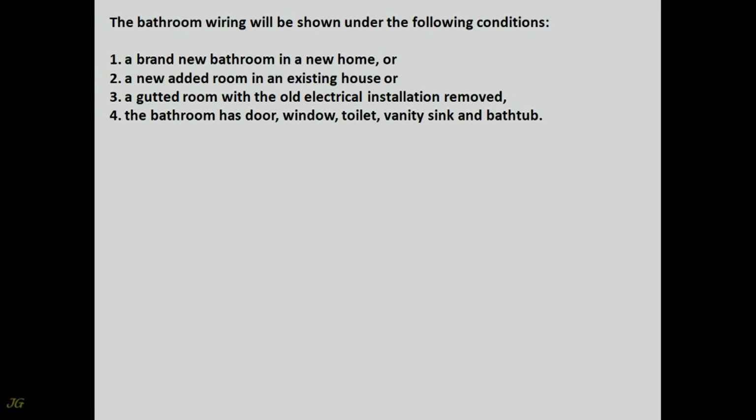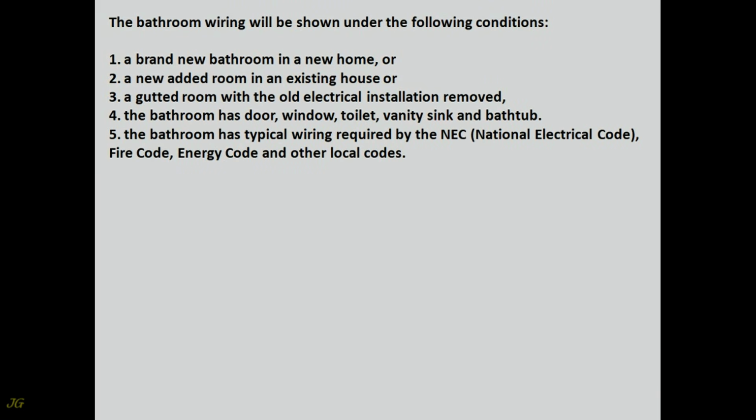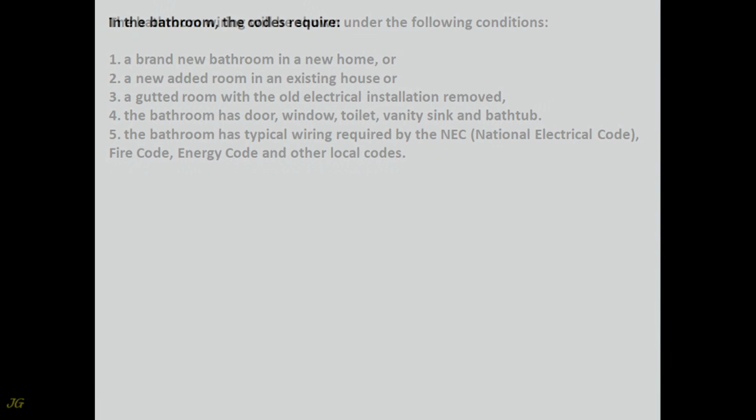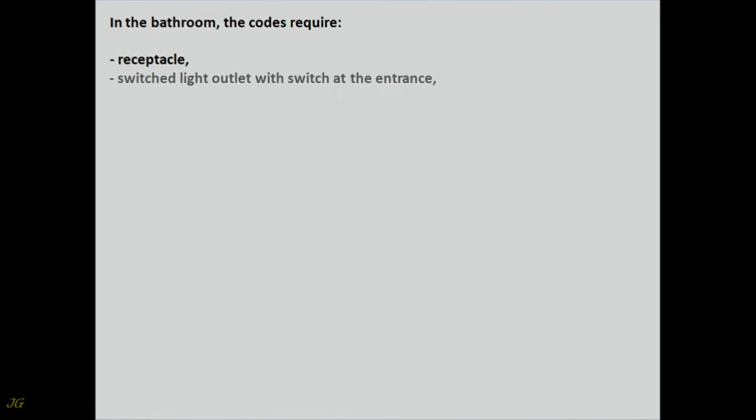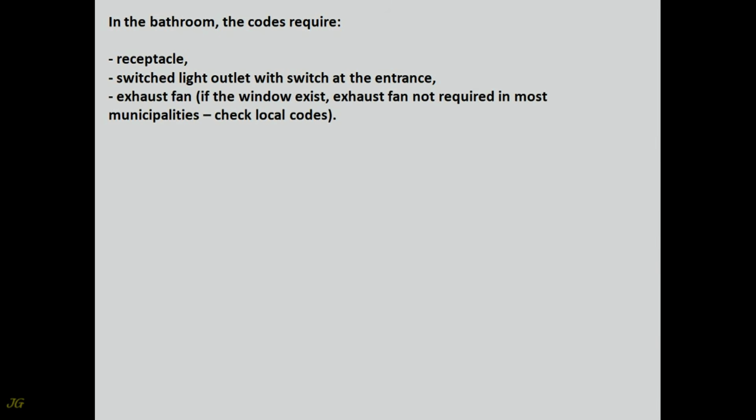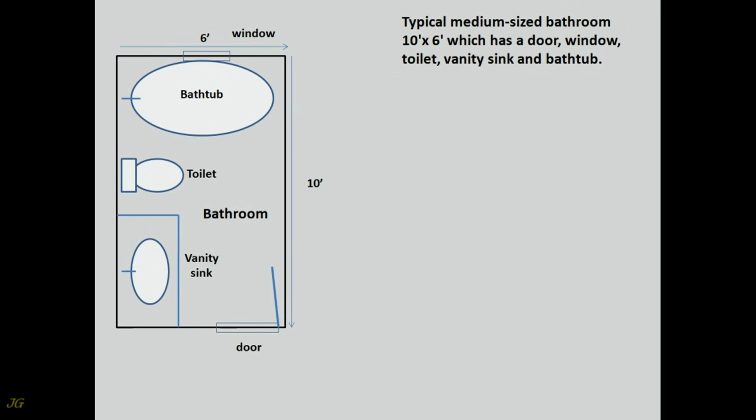The bathroom has door, window, toilet, vanity sink and bathtub. The bathroom has typical wiring required by the NEC, National Electrical Code, Fire Code, Energy Code and other local codes. In the bathroom, the codes require receptacle, switched light outlet with switch at the entrance, exhaust fan, if the window exists. Exhaust fan not required in most municipalities, check local codes. Typical medium-sized bathroom 10 feet by 6 feet which has a door, window, toilet, vanity sink and bathtub.